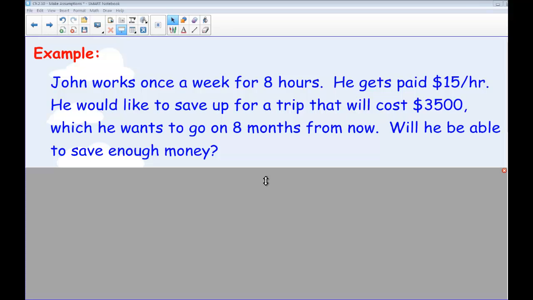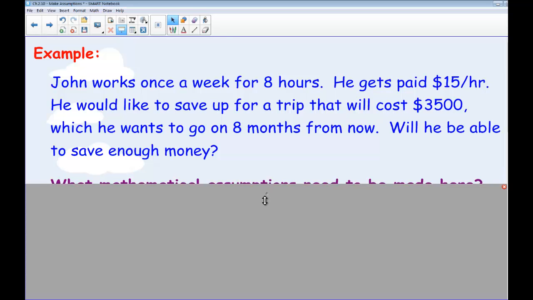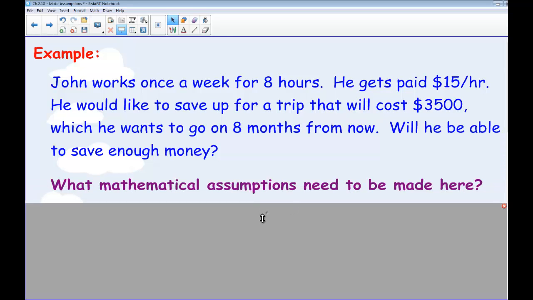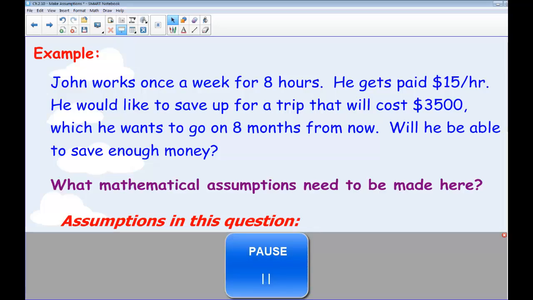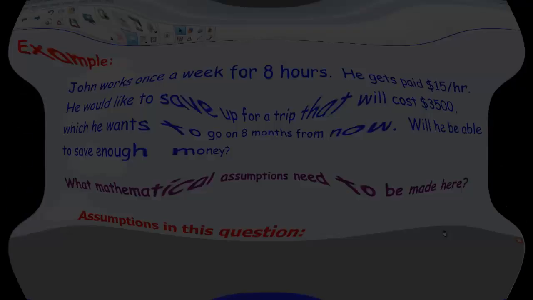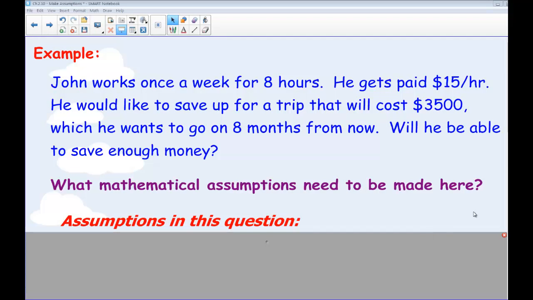So you'll need to make some mathematical assumptions to begin with before you actually make your calculations. So take a quick pause here and jot down as many mathematical assumptions as you can, and then we'll take a look at those and use those to help us with our calculations. Okay, so scrolling through here.